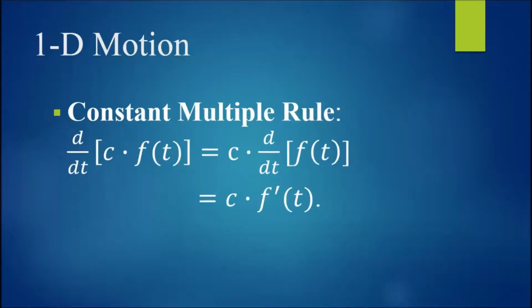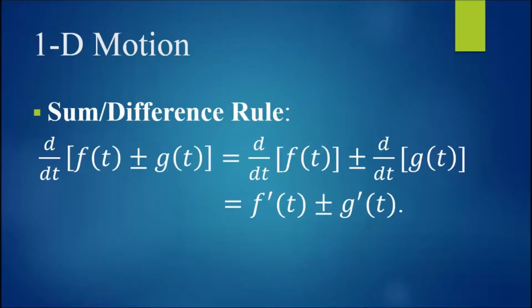The third rule is called the constant multiple rule. The derivative with respect to t of a constant times a function of t is the constant times the derivative of that function, and we generally denote the derivative of the function f by f prime. And finally, we have the sum difference rule. The derivative with respect to t of a sum or difference of two functions is the sum or difference of their derivatives. And again, we denote derivatives of functions with the prime symbol.